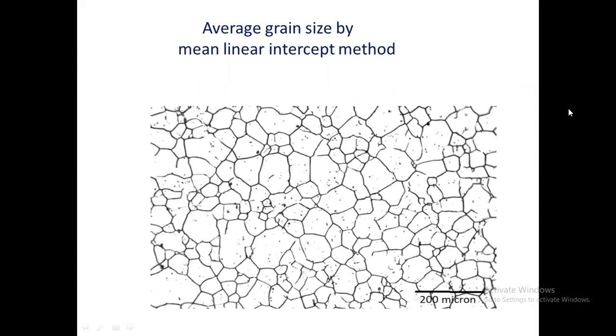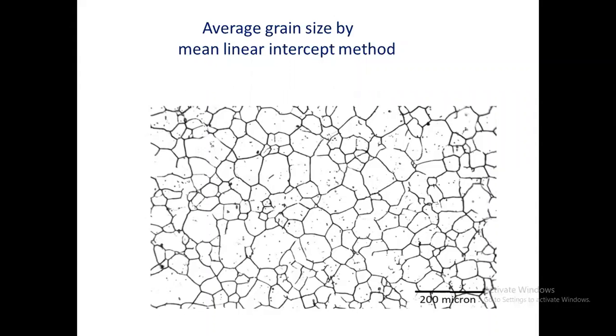So, in this series of first inception, today we are going to see how to find average grain size by the linear intercept method. So, we are using a primary method to find the grain size of a given microscopic image. Here we are going to see what the average grain size is by the mean linear intercept method.